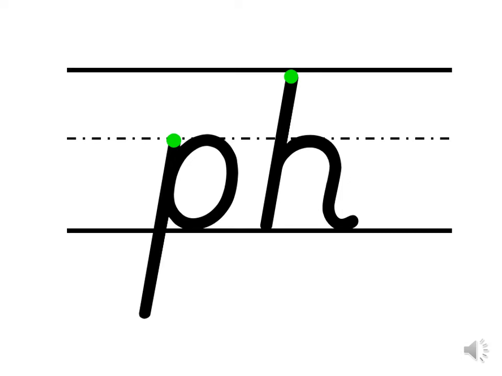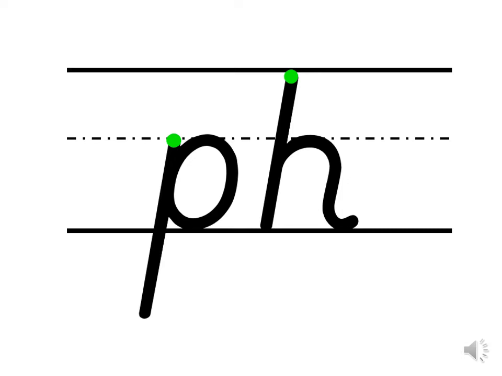Let's practice writing this digraph. Can you see the two letters? Do you know which letter family they belong to? Yes, these are both one-armed robot letters.